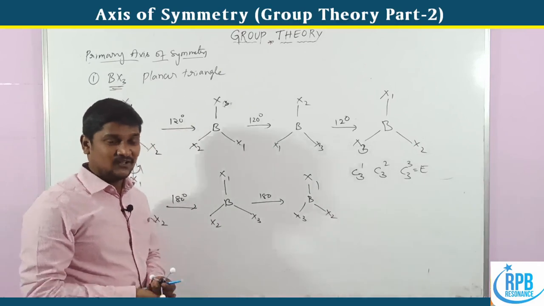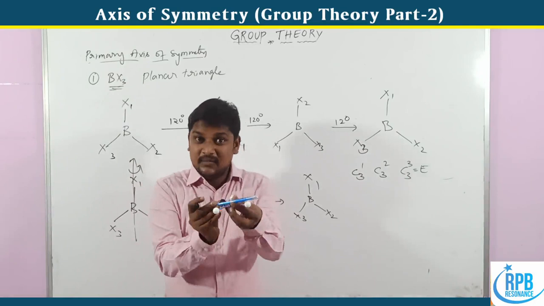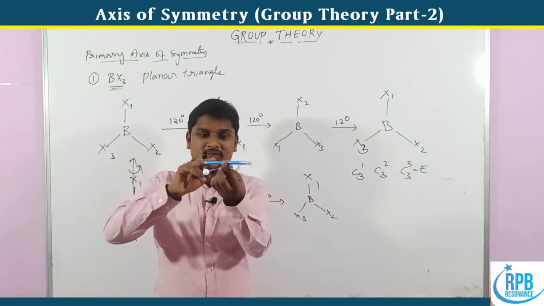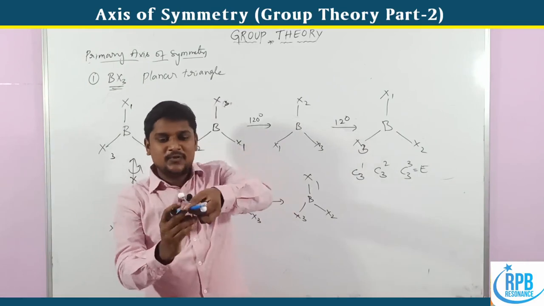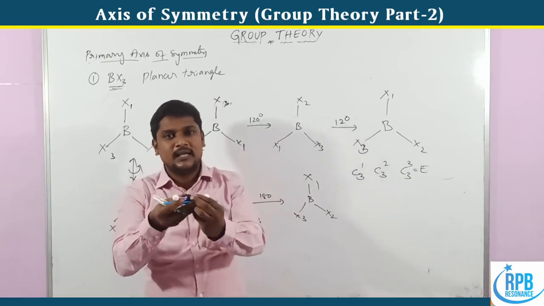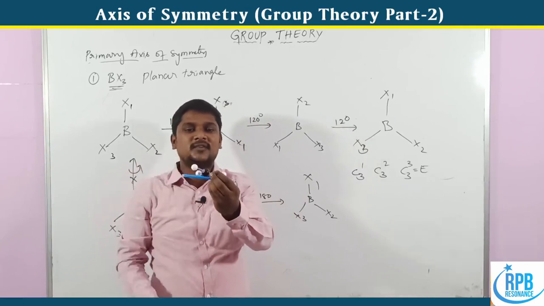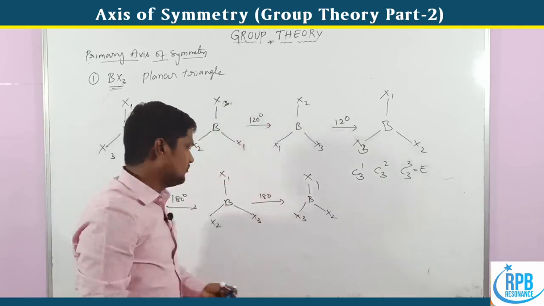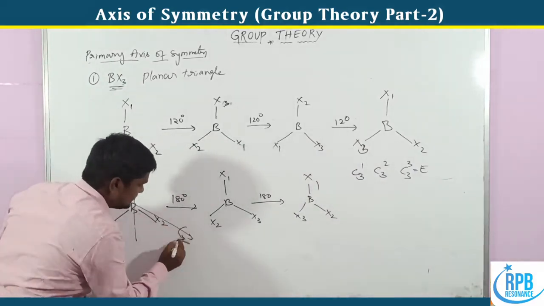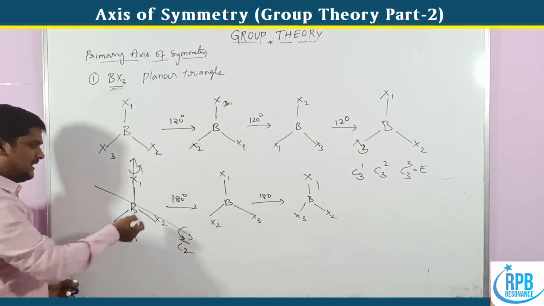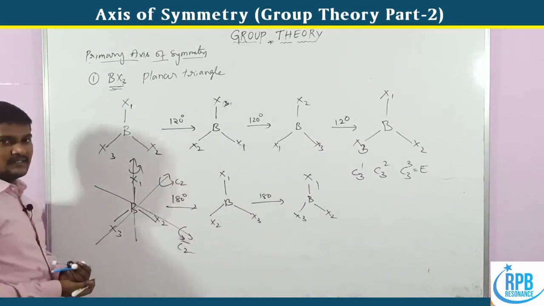Again, can you imagine X2 with the boron atom? Similarly, this is X1, this is X2. X2 with the boron atom, again it produces the equivalent configuration. Again one more rotation, it produces the equivalent configuration. So another kind of C2 is there, the second kind of C2. Again similarly, X3 with boron is also present.